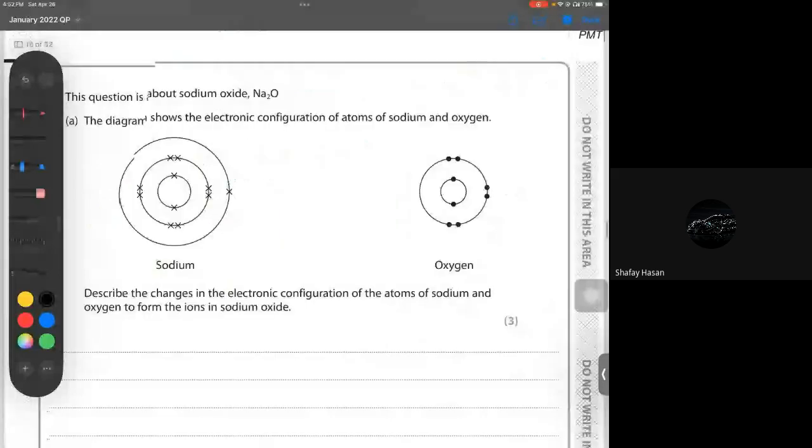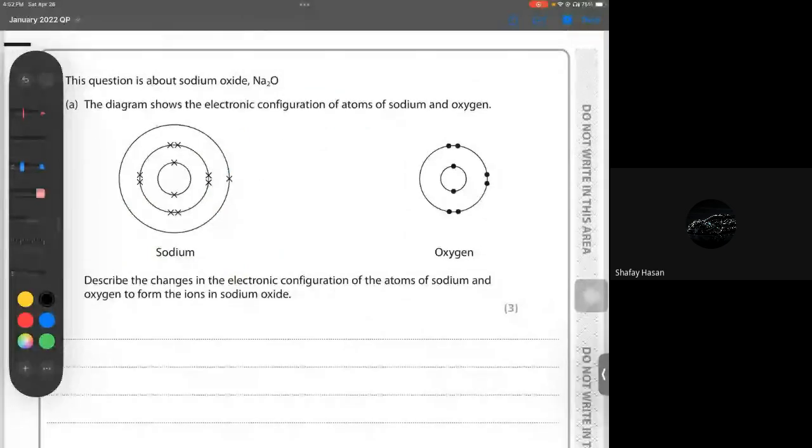Describe the changes in the electronic configuration of the atoms of sodium and oxygen to form the ions in sodium oxide. You know what you would be doing in this? Sodium is a metal, so sodium has to lose electrons, and oxygen is a non-metal and it has to gain electrons. Sodium is a metal, it would be losing electrons, and oxygen is a non-metal, it would be gaining electrons.